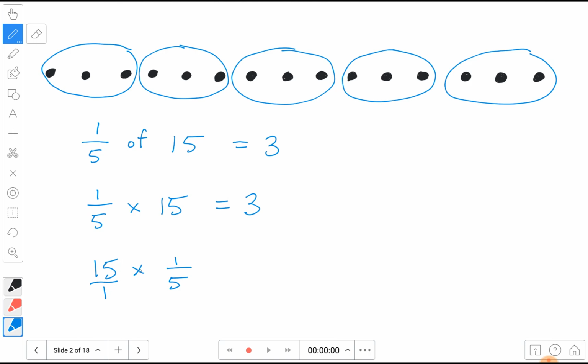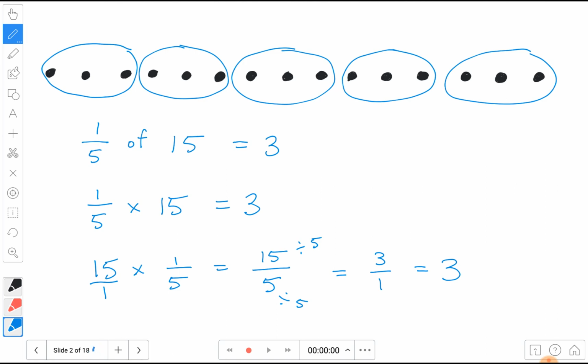So now I've got a numerator times a numerator and a denominator times a denominator. So 15 times 1 is 15, and 1 times 5 is 5. So we're left with 15 over 5. We can reduce this because we can divide both of these numbers by 5. 15 divided by 5 is 3, and 5 divided by 5 is 1. 3 over 1 is 3. So first we used a picture and divided it up, but we can also do it mathematically. And we'll get 15 times 1/5 equals 3.